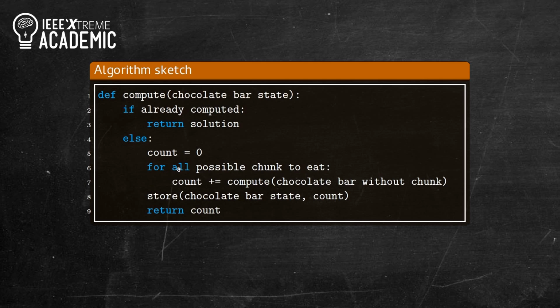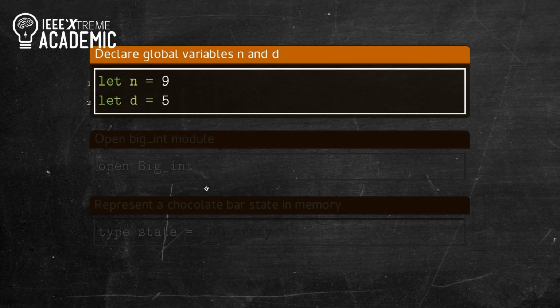And once it has finished that, it stores into memory the count associated with this configuration of the chocolate bar. So pretty simple. But in order to be more concrete, I'm going to give the details of the algorithm using the OCaml language, which is a functional language, which is quite nice in order to solve these kind of problems. So first I'm going to define n and d. In this example, I have chosen 9 and 5.